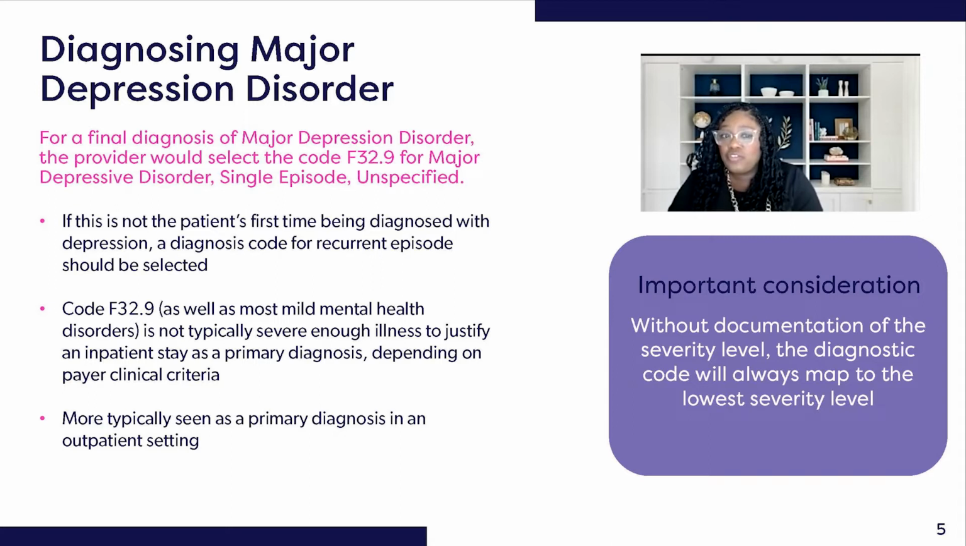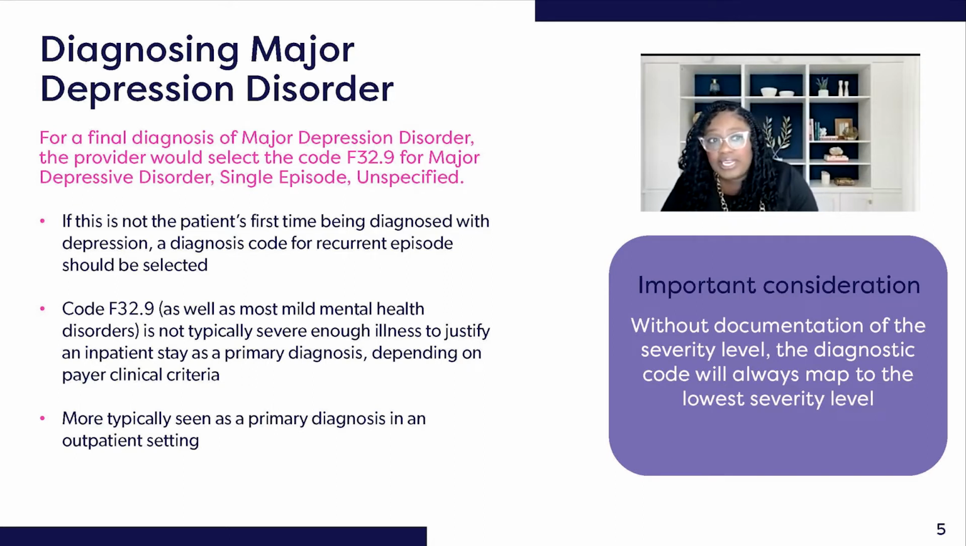If this is not the patient's first time being diagnosed with depression, then you want to make sure you're using a diagnosis that includes recurrent, because this would be another additional episode. It wouldn't be a single episode, because single episode indicates that this is their first time suffering from major depression. So again, if you're just putting major depressive disorder or MDD, it will map to just basic depression, which is F32.9. Okay, so again, if it's another occurrence, you want to use a code or a diagnosis that will have recurrent episode in the language.